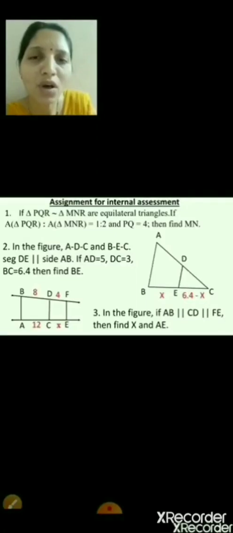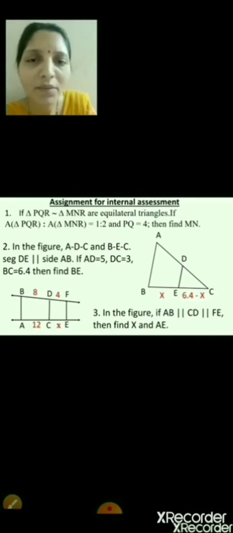You have to solve some assignment problems for your internal assessment. These assignment problems you have to solve on assignment paper, as you are going to get 10 marks for it. First sum is based on practice set 1.4, where we have to use theorem of areas of similar triangles.